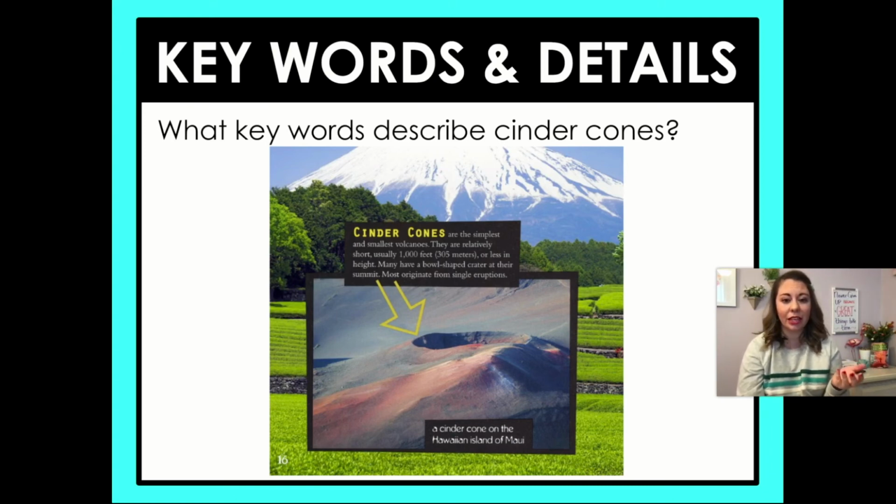And then you could also think about them having that crater at their summit. And remember, the summit means at the top of the volcano. So they have a crater at their summit, they're simple, and they're small. So right there, I am describing cinder cones with fewer words and details than the author used because I'm only thinking about those key words and details, the ones that are really important. They're simple, they're small, and they have a crater at the summit.